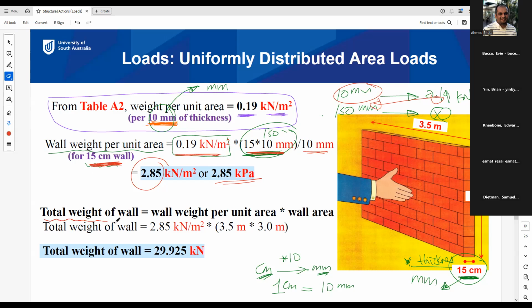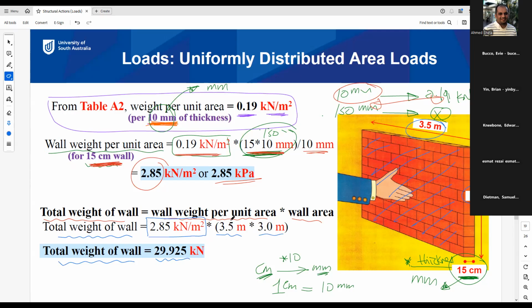Now, what is the total weight of the wall? The total weight of the wall will be the wall weight per unit area times the wall area. What is the wall area? The wall area is this area here, which is 3.5 meter times 3 meter. So the total wall weight will be 2.85 kilonewton per square meter, which is the wall weight per unit area, times the area of the wall, which is 3.5 times 3. So the total weight of the wall is 29.95 kilonewton.